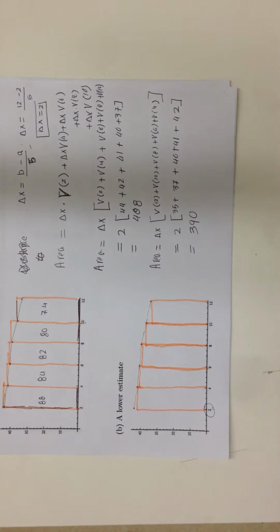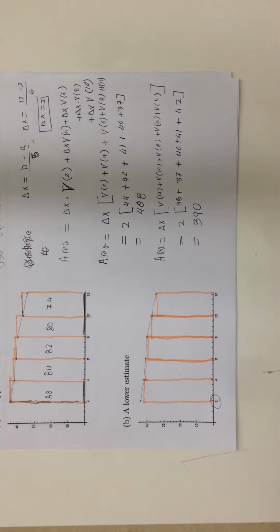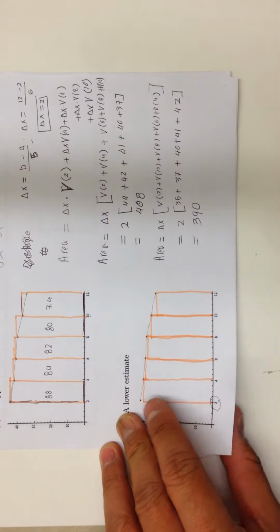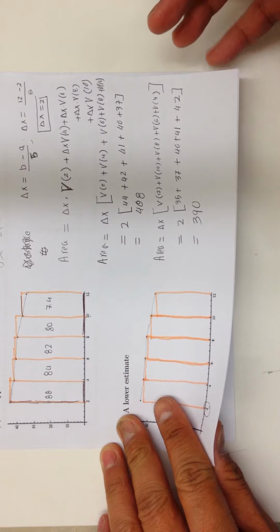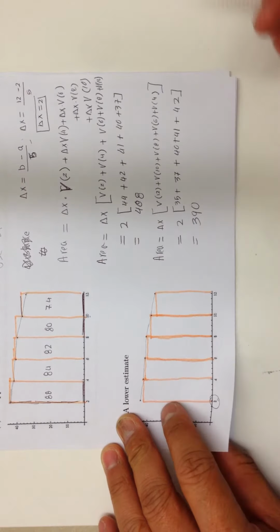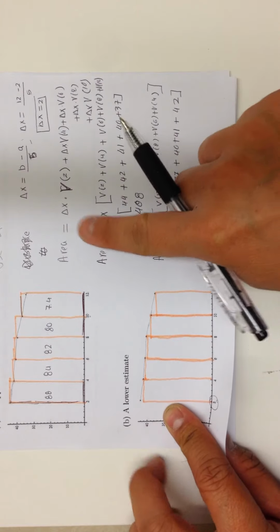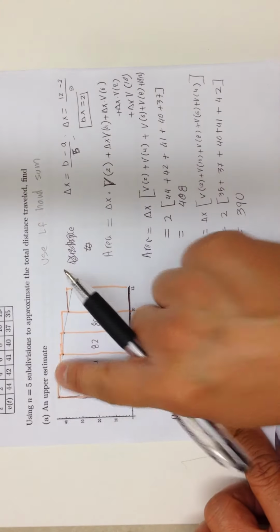We know that 408 is a little bit too much. 390 is a little bit too low. So the true value must be somewhere in between. So one thing we can do is maybe add these up and divide it by 2 to get a closer value to the true distance traveled. But this is a lower estimate, and this is an upper estimate.